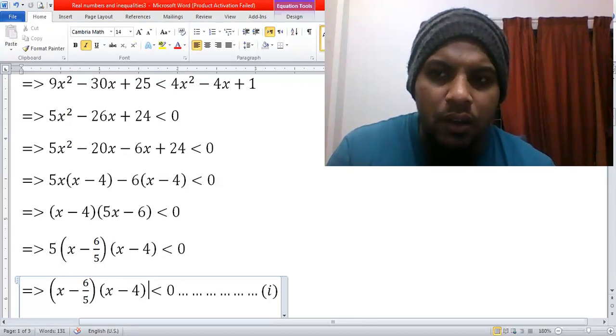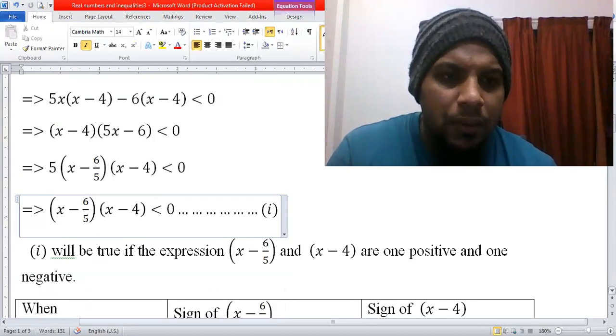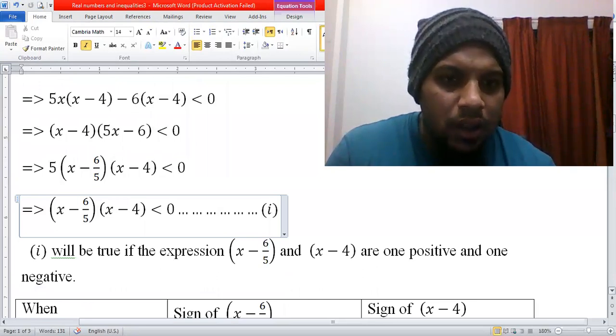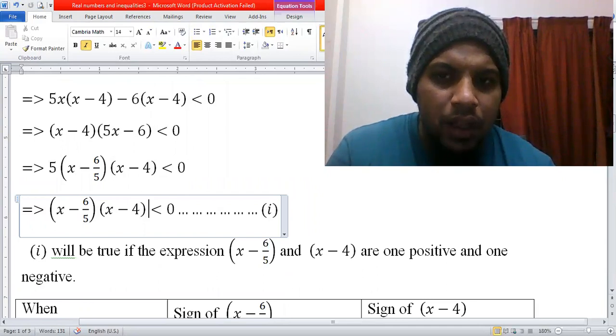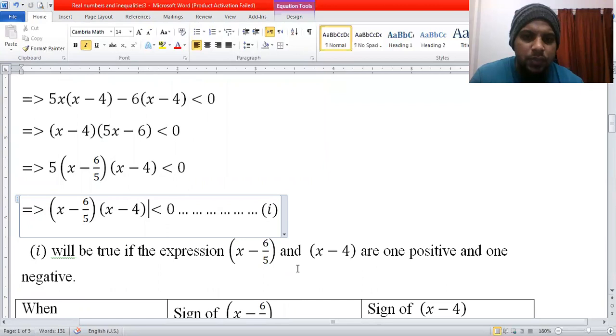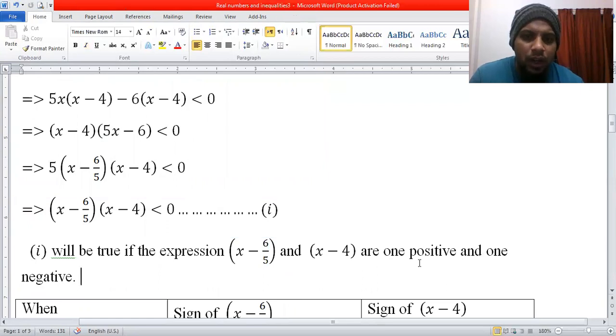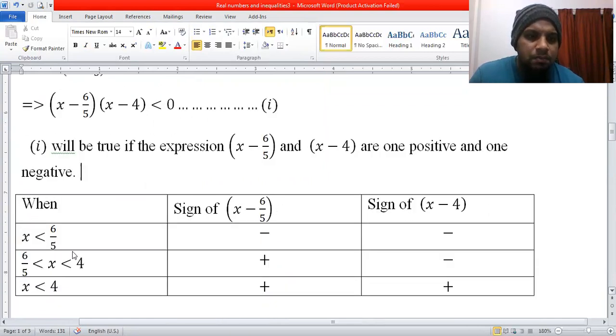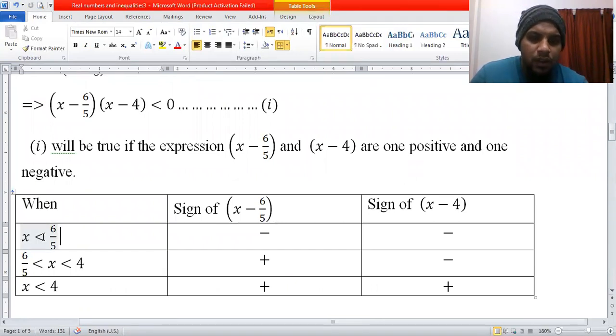Okay, we are going to the next one. One will be true if the expressions x minus 6/5 and x minus 4 are one positive and one negative. Okay, we are verifying. So it is greater than, actually.